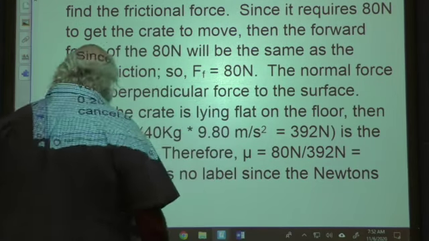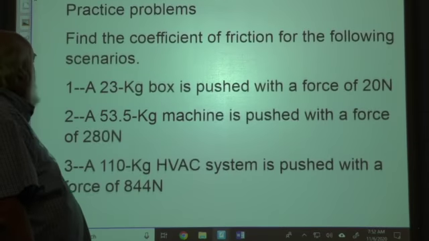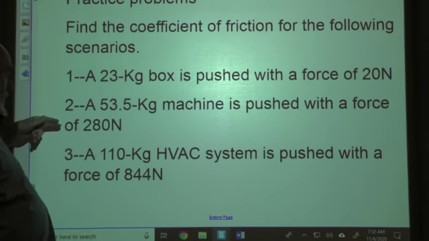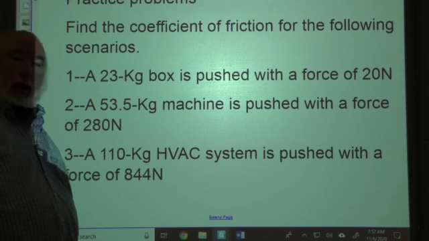So, practice problems. I want you to find the coefficient of friction for these three scenarios. And good luck.